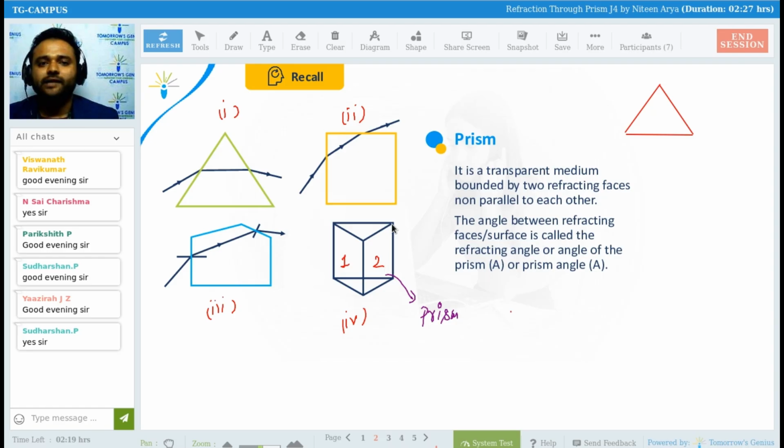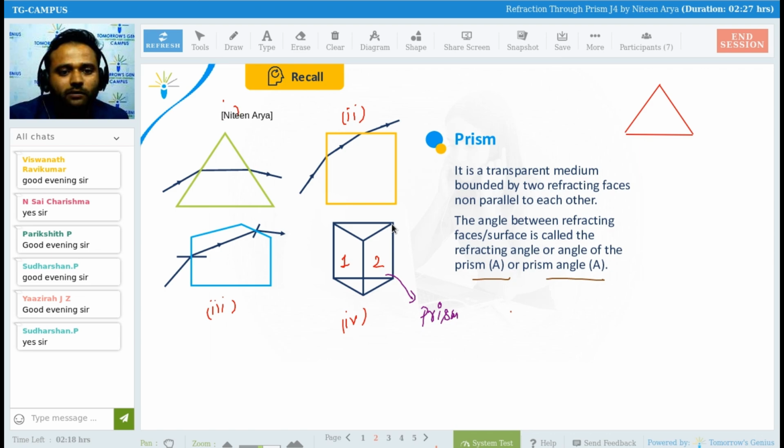So obviously, a prism is a transparent material or medium, or you can say an object or an instrument, in which we get refraction twice. Clear? So it is a transparent medium bounded by refracting faces non-parallel to each other. They are not parallel to each other. The angle between refracting surfaces is called the refracting angle or angle of the prism A or prism angle. Is this clear?